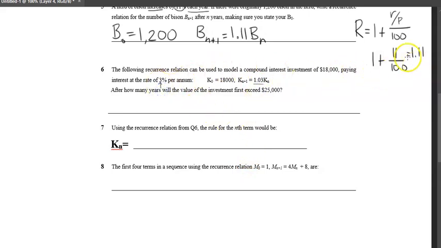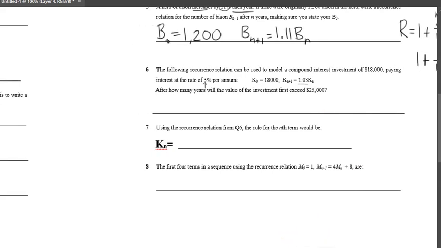You can see some familiarity with the previous question. A little bit of a tongue twister. But the question says, after how many years will the value of the investment first exceed $25,000? We're just going to use a calculator for this question because this is the best way to approach this.